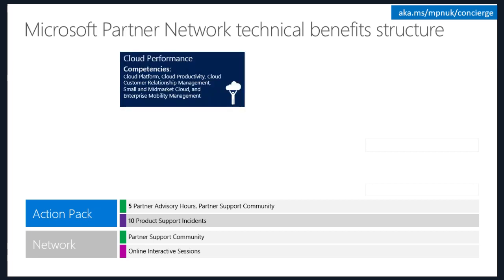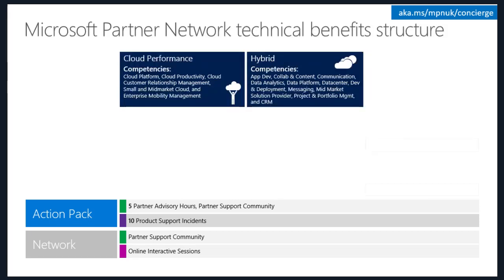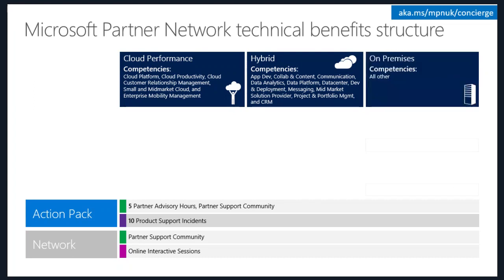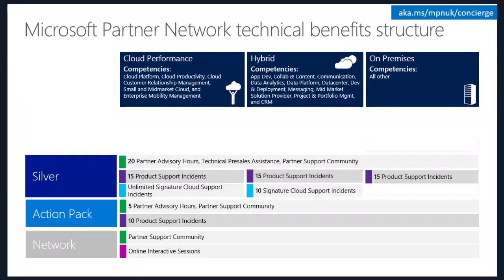So looking then at competencies, the support that you get access to will depend on the type of competencies that you have, so whether they are cloud, hybrid or on premises, and also depending on whether you've achieved the silver or gold competency status. So for silver competencies, you get access to 20 advisory hours for that pre-sales and deployment services, along with the partner support community. And regardless of which type of silver competency you've attained, then you will get 15 product support instance at the silver level. And then if you get a cloud competency, then you will get access to unlimited signature cloud support, which segments into 10 instances if you've got a hybrid competency rather than a cloud competency.